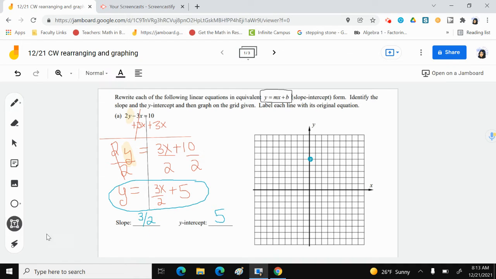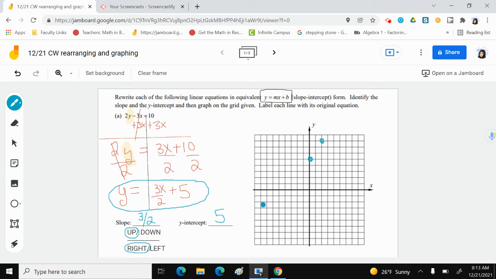My slope is a positive 3 over a positive 2. Remember, the numerator tells us to either go up or down, and the denominator tells us to either go right or left. So since the 3 is positive, I'm going to go up. Since the 2 is positive, I'm going to go right. So up, 1, 2, 3, right, 2.